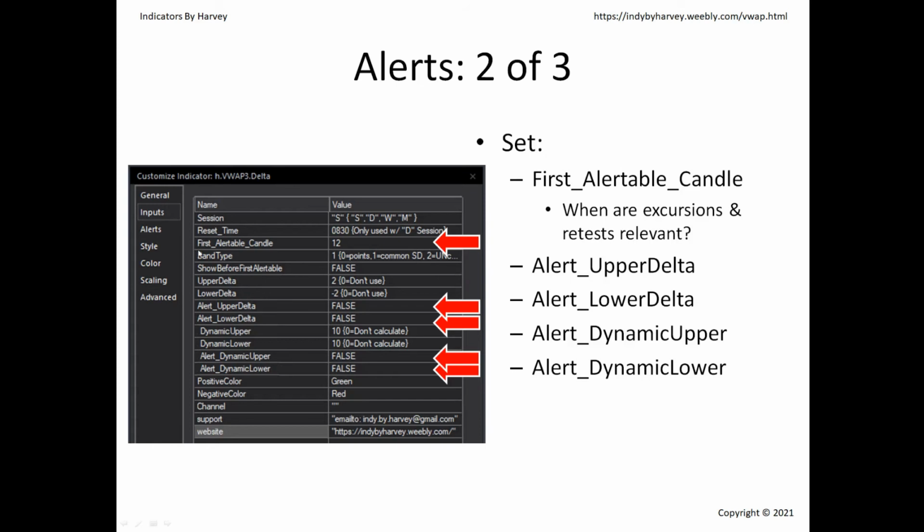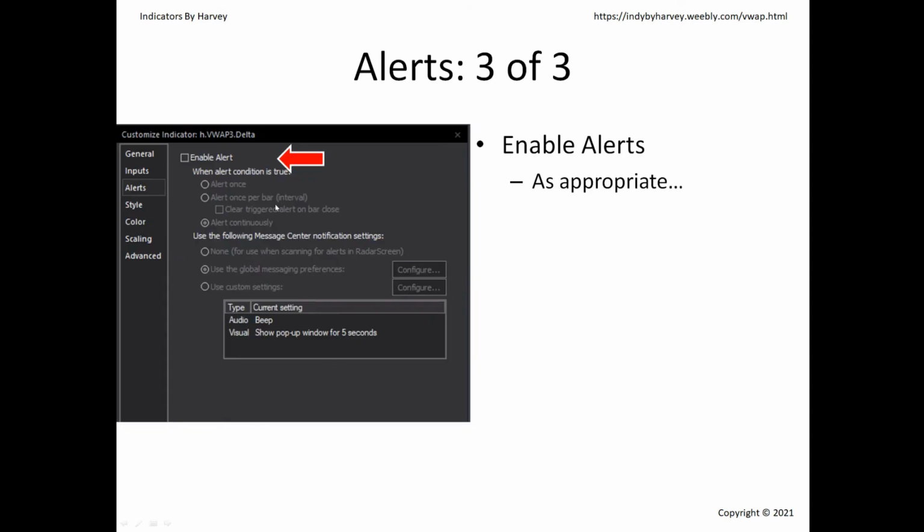Do some research as far as when you think in the session excursions and retests of VWAP are relevant as trading opportunities. Set your alert for upper delta and lower delta on, and we'll show how to do some analysis on what to set those to, as well as set your alert for a dynamic upper and dynamic lower. And then on the alerts tab, enable and set the conditions as you see as most appropriate for your trading style.